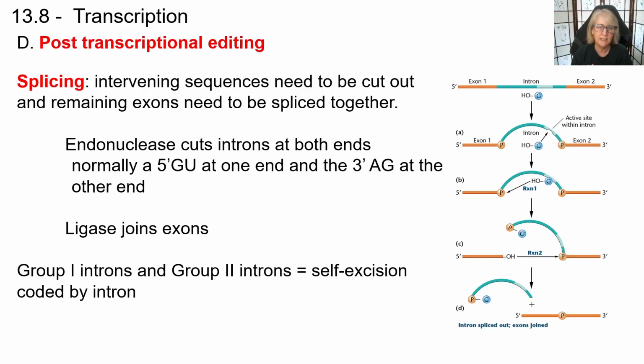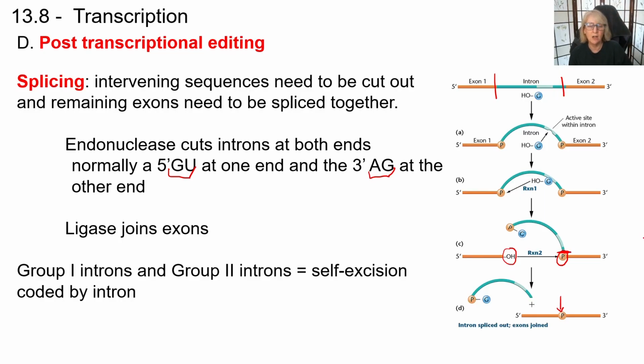I have an endonuclease that cuts the introns at both ends. Usually one of those ends, the 5' end, is marked by a guanine uracil, and at the other side it's marked at the 3' by an adenine guanine. When I do that, I cut, and I glue the free OH of the side that I cut off with the new 5' side of the other side of where I cut my intron out, and ligase glues them together, forming a new phosphodiester bond.